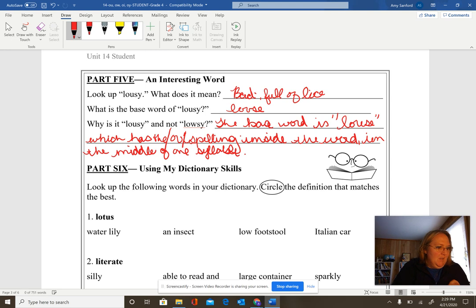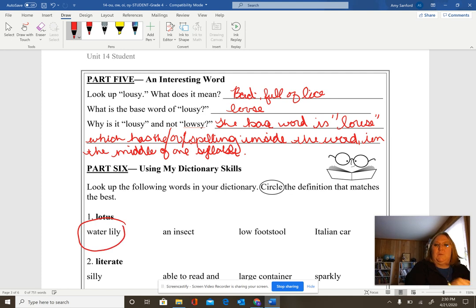All right. So now part 6 says using my dictionary skills. You can look up the following words in your dictionary. Circle the definition that matches it the best. So lotus, lotus. Would that be a water lily, an insect, a low footstool, or an Italian car? The one that fits it the best is definitely that beautiful water lily.